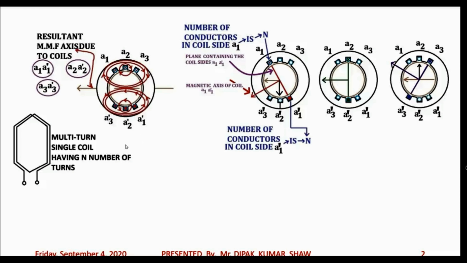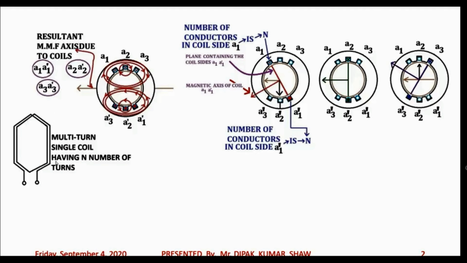Now let us find over here that on the stator core periphery we can view that there are 3 coils, and the coils are named as A1 A1 dash, A2 A2 dash, and A3 A3 dash. Now these 3 coils are multi-turn coils. Multi-turn coils, you can view the picture over here at the left hand side bottom.